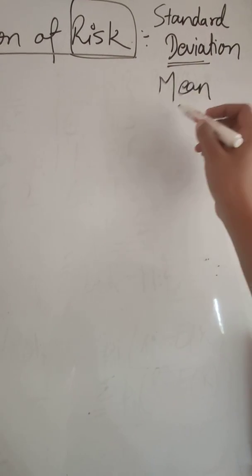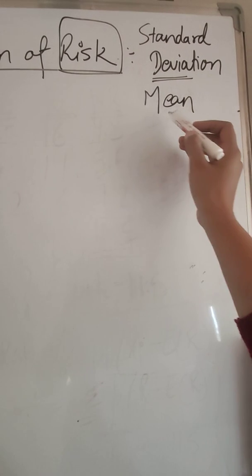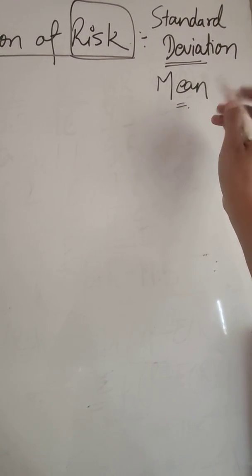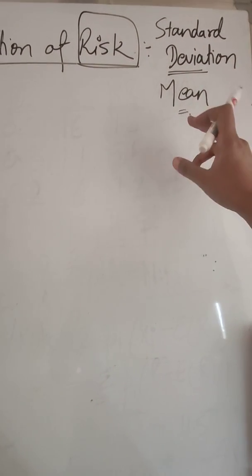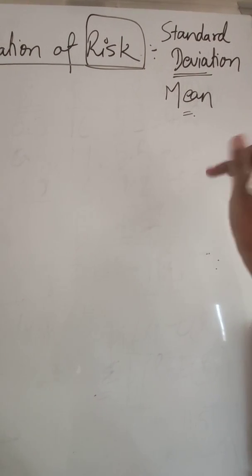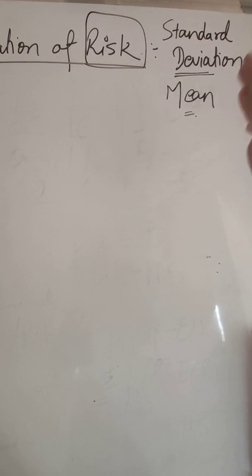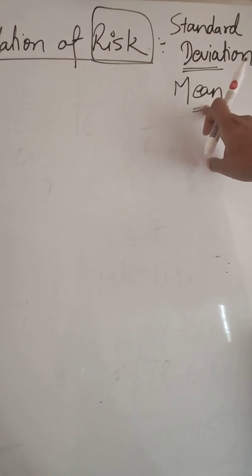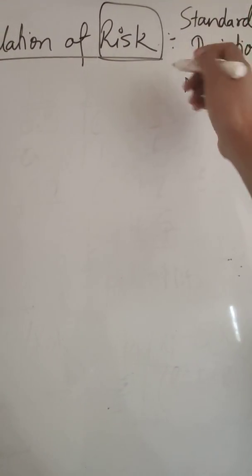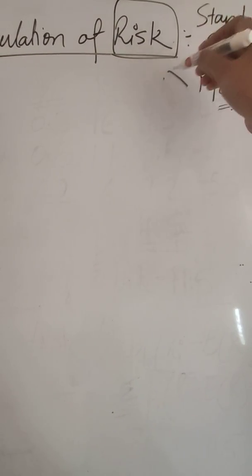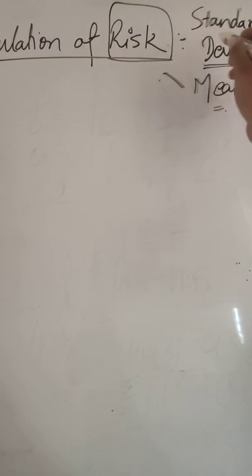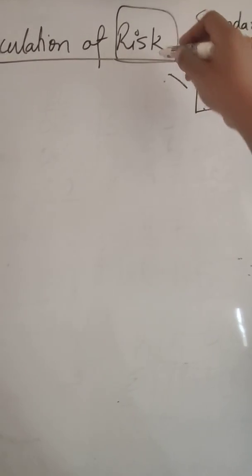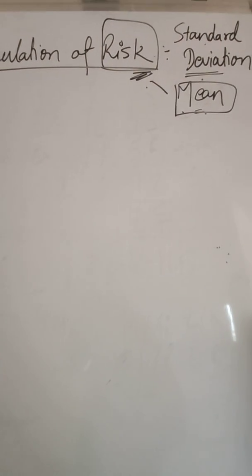So standard deviation tells you how much a particular item is deviating from its mean, its average. The average is considered to be the expected value, and hence how much it is deviating from the mean. So risk is calculated in the same way. We want to calculate risk, and hence we will calculate the standard deviation, or how much it is deviating from the mean, to calculate the value of risk. Fine.